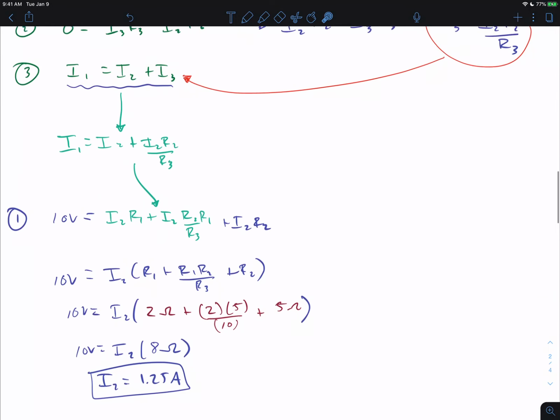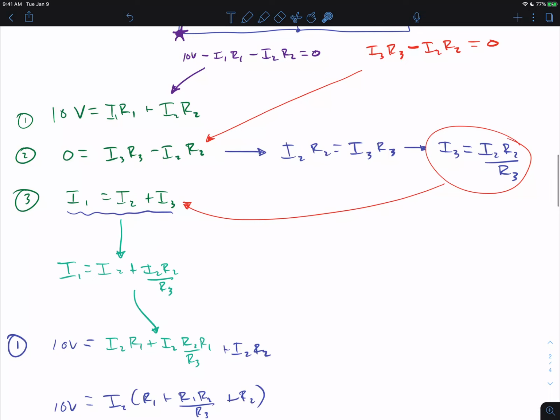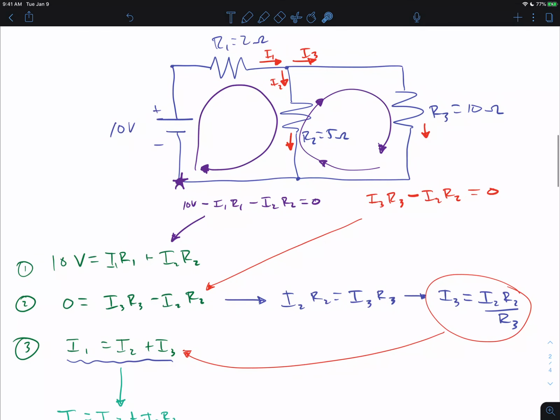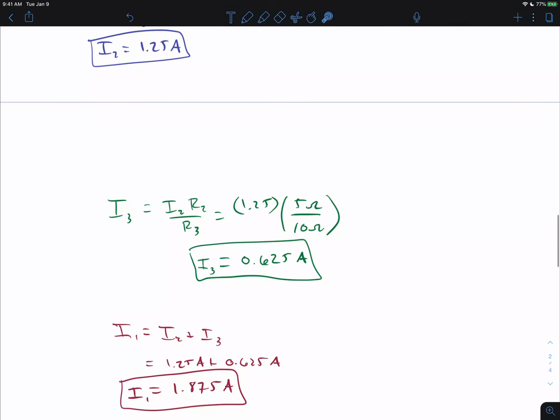So again, this could seem like a much messier version of the rules we were using before for series and parallel, but these don't require us to break this down into some equivalent resistance, which we might not always be able to easily do. But it does allow us to scale up to more complex circuits, right? So here we found all three of our current values.